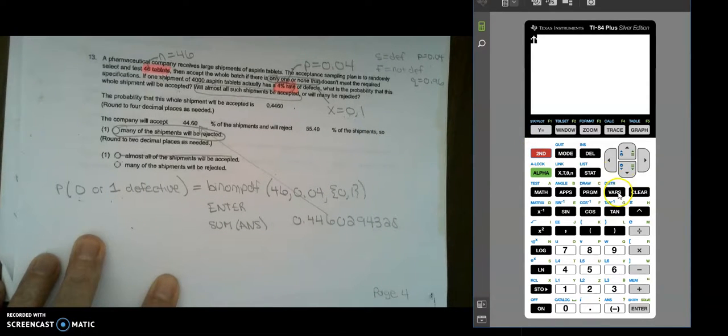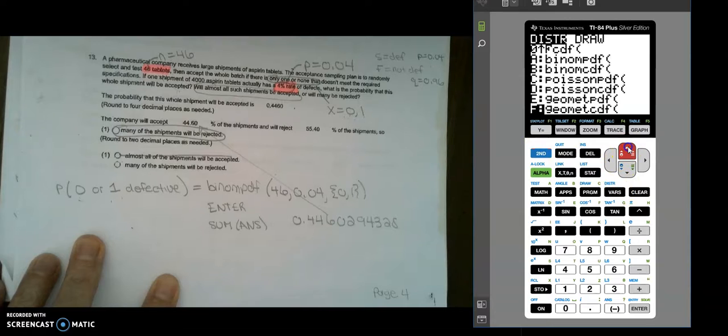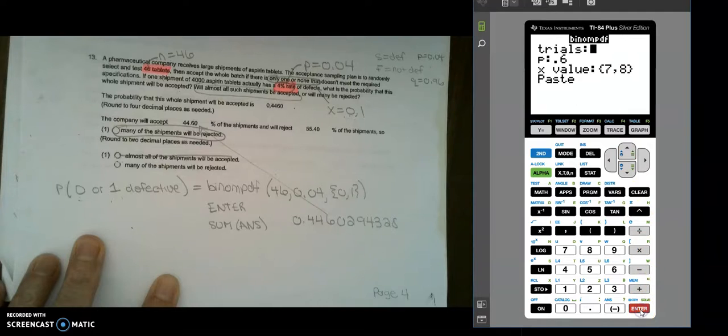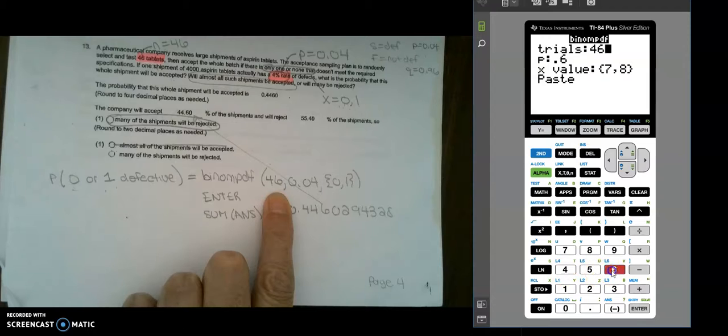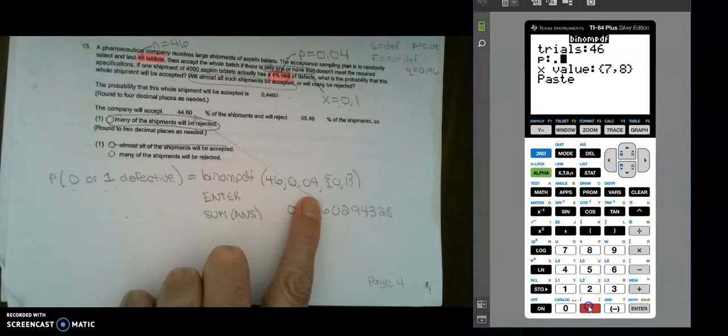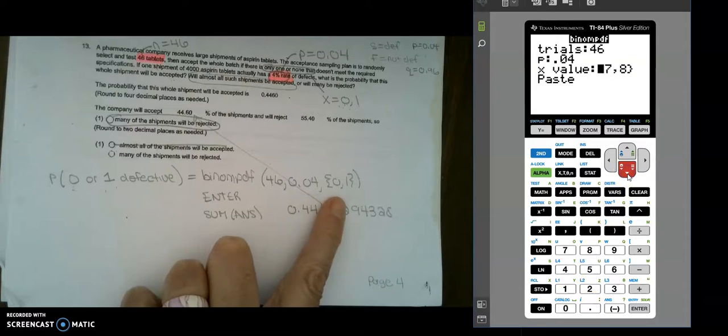So I go to second distribution, and I'm just going to arrow up to binomial PDF. That stands for binomial probability density function. N was 46. P was 0.04. And then X was 0 and 1. You do have to use brackets around that because it's more than one value for X.